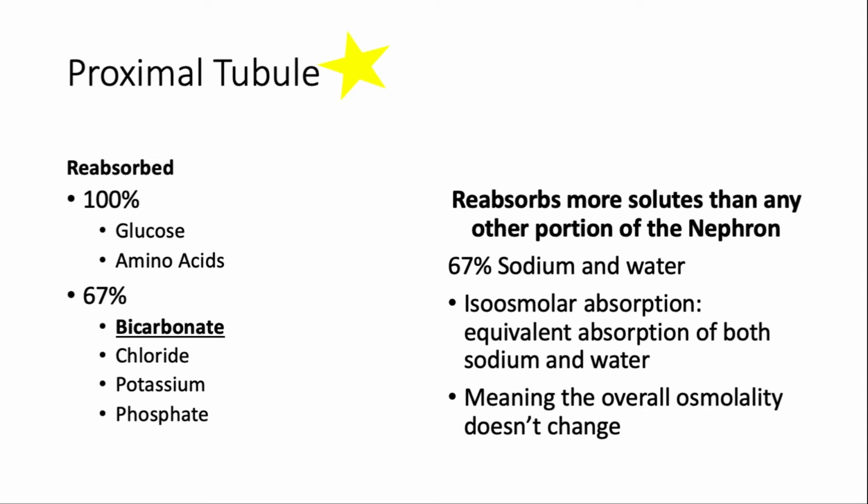Bicarbonate is one of the most important substances that is reclaimed and created here because it's responsible for that pH maintenance that we talked about in the acid-base physiology lecture. Now, if we're losing all of that in the urine, we become acidotic very quickly. Finally, sodium and water are removed from the urine and put into blood at equivalent rates in this area, so the overall osmolality in the lumen won't change. But it's important that we get all of these substances back into the blood while removing those that are unnecessary.